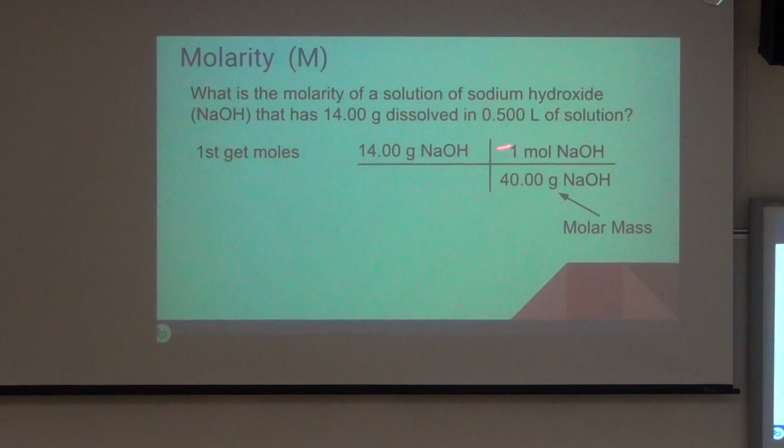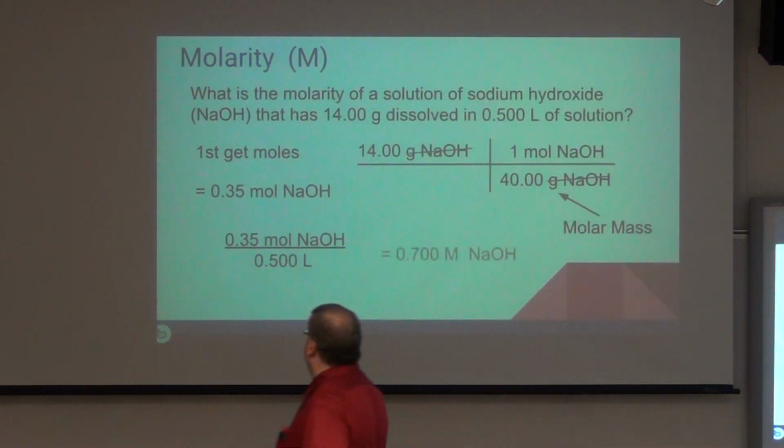So this is a T-chart, a quick conversion. We go from grams to moles using our molar mass. That comes out to, I believe, 0.35 moles of our sodium hydroxide. So now we've got moles and we have liters. We can get concentration. We take our 0.35 moles of sodium hydroxide and divide that by our half a liter of solution. There's our concentration, 0.7 molar. Actually 0.700 with our sig figs. 0.700 molar solution of sodium hydroxide.